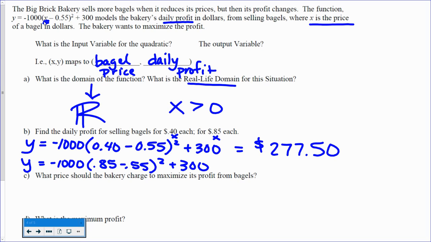So I'd get $277.50 if I charge 40 cents. And if I charge 85 cents, they would make $210.